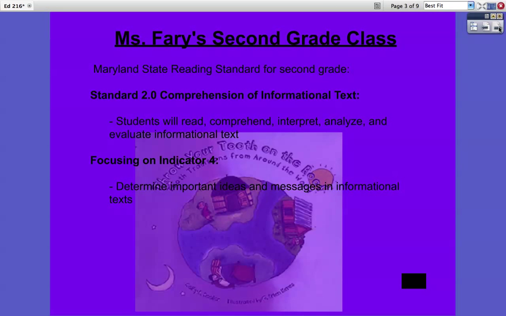This lesson is for second grade students and is designed to target the Maryland State Reading Standard for second grade, Standard 2.0, Comprehension of Informational Text. This standard states that students will read, comprehend, interpret, analyze, and evaluate informational texts. This lesson plan will focus on Indicator 4 of this standard, which states that students will determine important ideas and messages in informational texts.